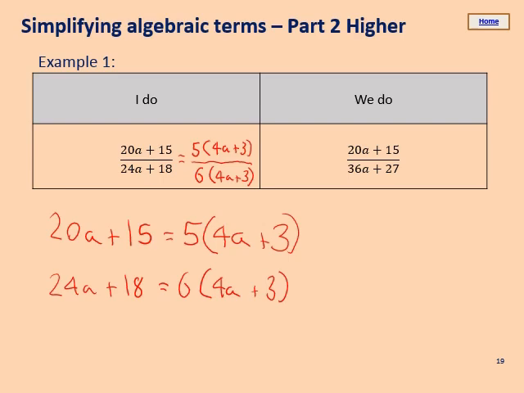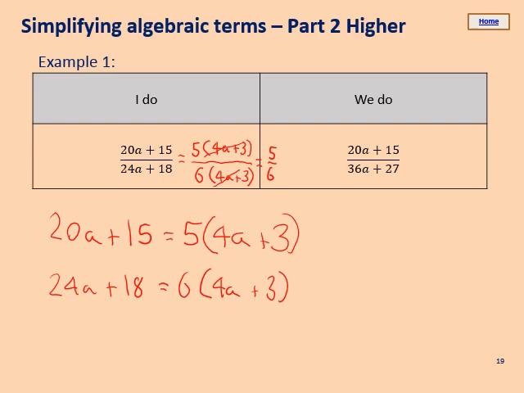So we've factorised both the top and the bottom. You'll notice that we've got 4a plus 3 in a bracket on the top, and 4a plus 3 in a bracket on the bottom. So we can simply cancel those two out. Dividing the same number by itself gives 1, so we can cancel it out. We're left with just the 5 on the top and the 6 on the bottom. So my answer to this first one is 5/6.